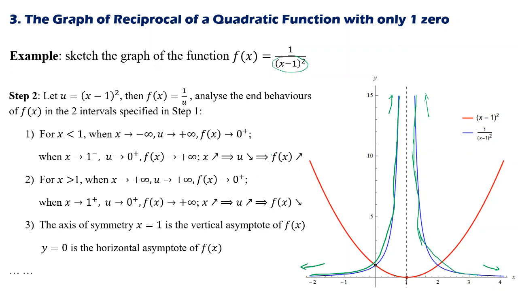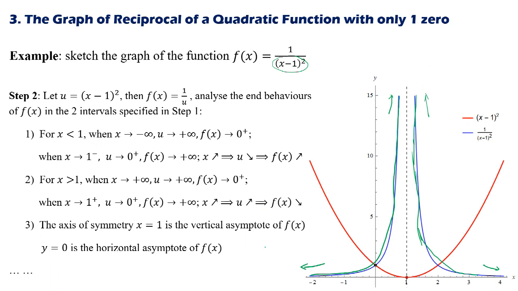And also note that when x increases, the denominator also increases, but the reciprocal decreases, right? So the right branch is a decreasing interval. Understand? Okay, the other key points are the axis of symmetry x equals 1, which is the vertical asymptote of f(x).